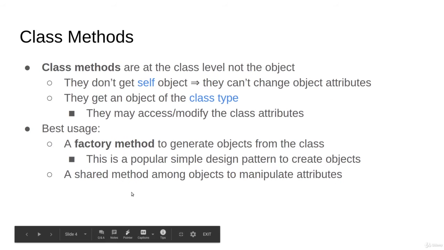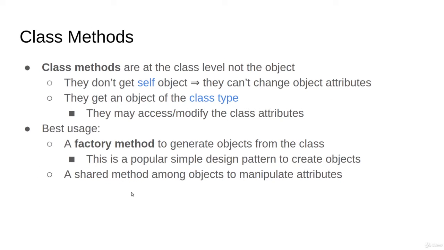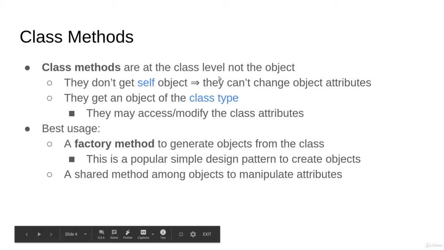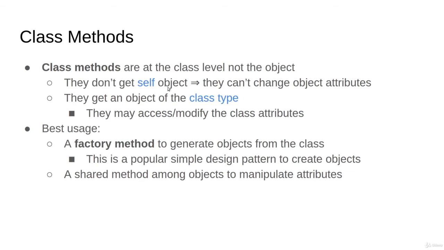On the other side, there is what we call the class method. Also, it is defined on the class level, not the object level. And also they don't get the self object. However, they get an instance of the class type itself, and this means that they may modify the class attributes, the static variables. So what is the usage of that?